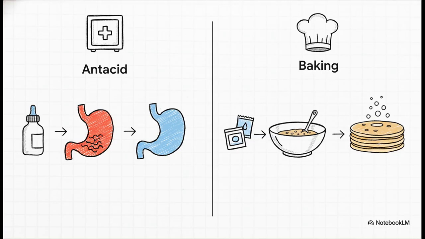So when you take milk of magnesia, that's a base that's neutralizing your extra stomach acid. And in baking, that baking soda, which is a base, reacts with acidic ingredients like buttermilk. And that reaction releases the carbon dioxide gas that makes your pancakes all fluffy.